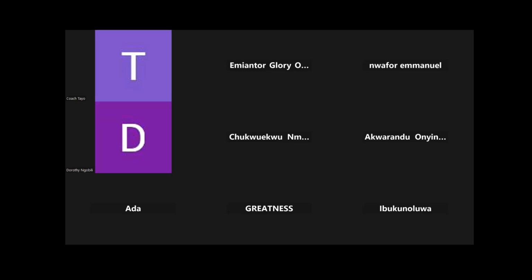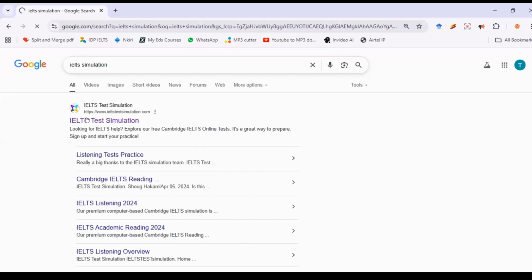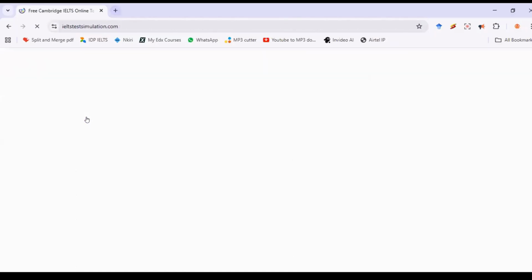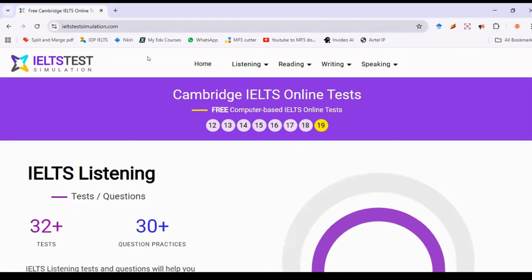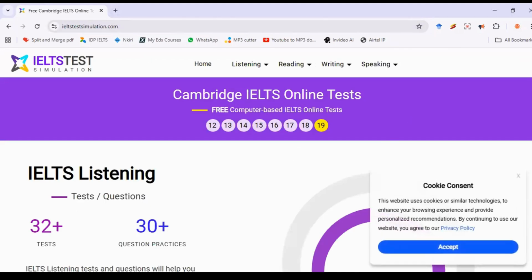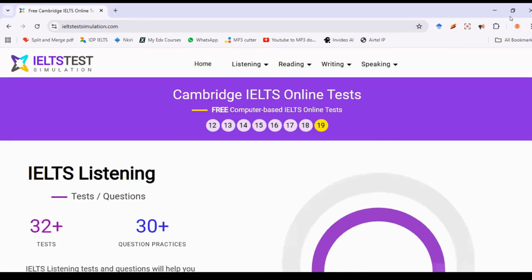The title of that site is IELTS Simulation, IELTSsimulation.com. So once you get to this site, you're going to need to create an account. You will type in your details and create an account. I already have an account, so it's not likely it's going to ask me to create one again.